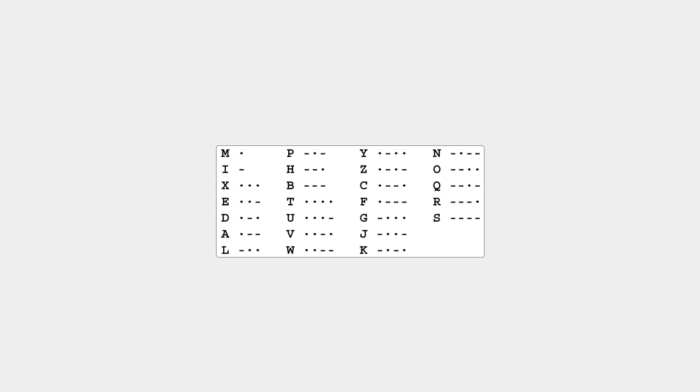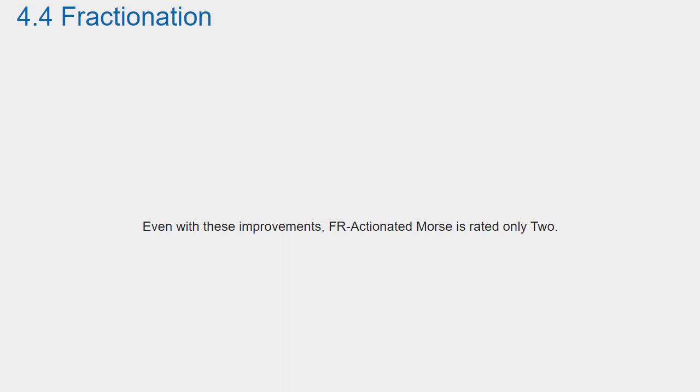For example, using the keyword MIXEDALPHBT to mix the alphabet with the Morse groups in standard order, you get this. Even with these improvements, Fractionated Morse is rated only 2.